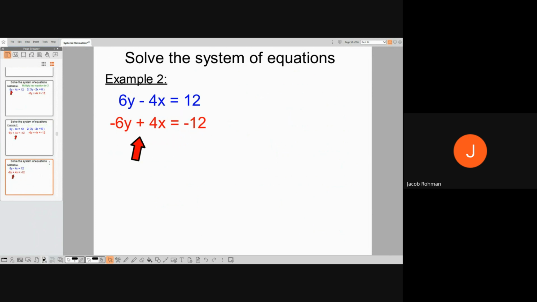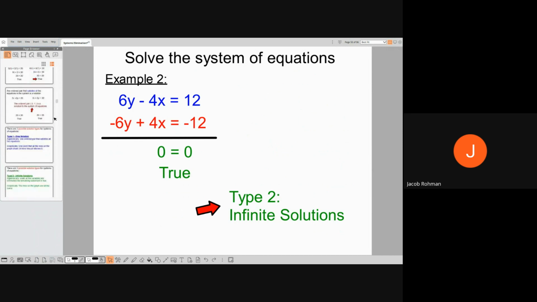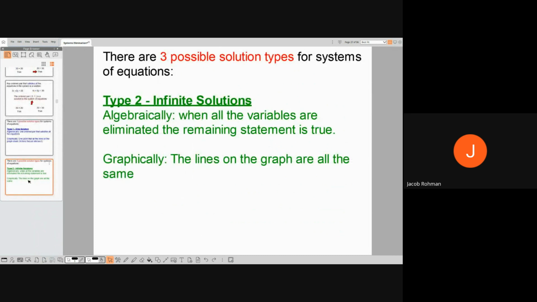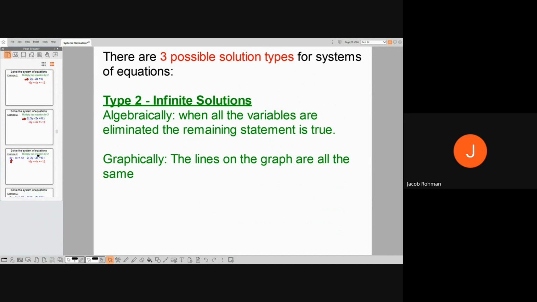So when I go to add these two equations together, I'm going to get 0 on the left side, and then I'm going to get 0 on the right side because everything has been eliminated. Well, notice this is a true statement. 0 does equal 0. And what that means special case-wise is that we have type 2 solution, which is infinite number of solutions. So remember, algebraically, when all the variables are eliminated, the remaining statement is true. That's what we just looked at here with this solution here.